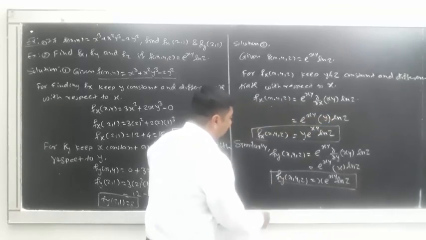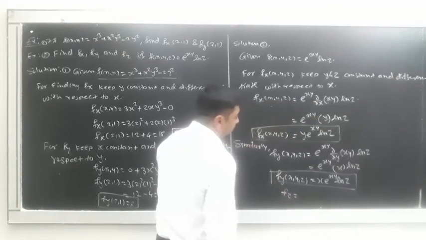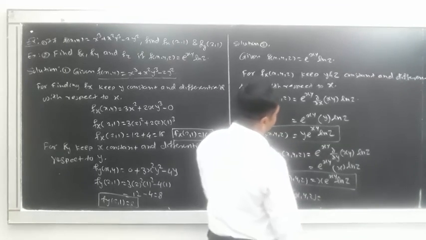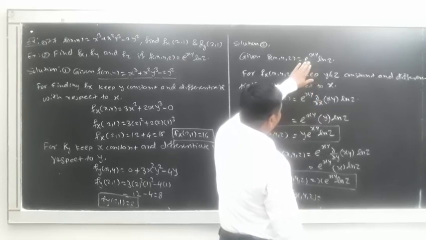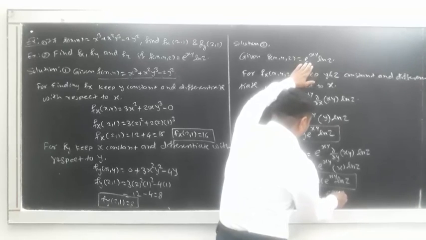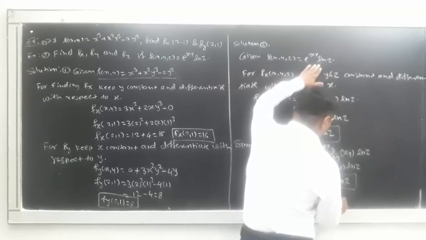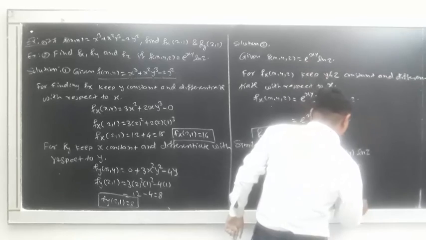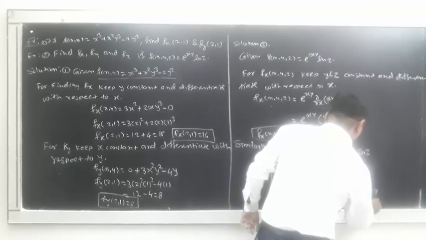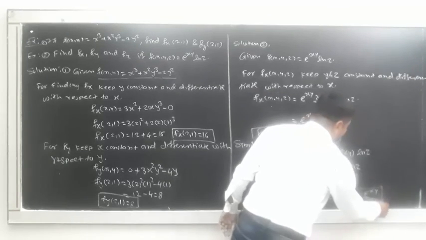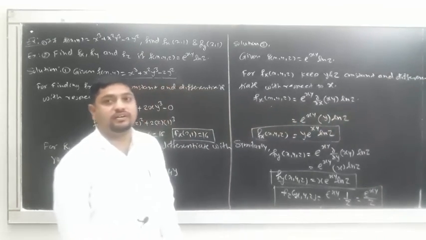And similarly we can find fz of (x,y,z). I am writing directly now: in this e raised to xy ln z, here xy is constant, therefore this term is constant. So e raised to xy ln z, and the derivative of ln of z is 1 upon z. So this should be e raised to xy ln z upon z. So we are getting all our fx, fy and fz.